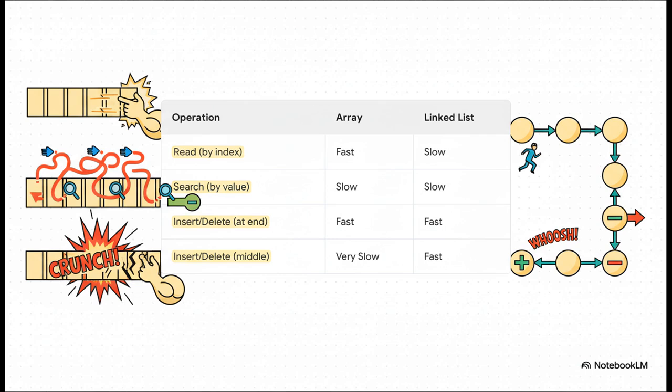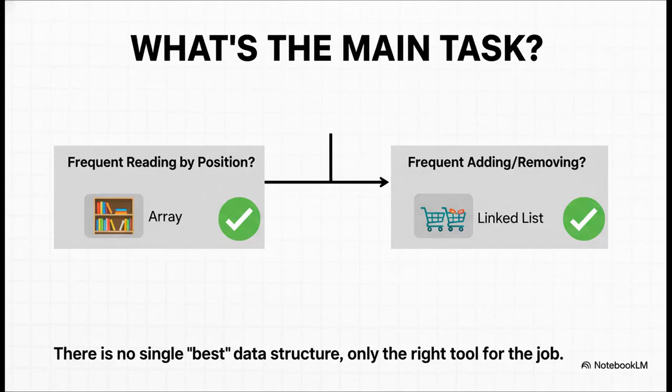Reading an item by its position, its index. Array wins, hands down, it's fast. Linked list is slow. Searching for a specific value, well, they're both kind of slow because you have to check each item one by one. Adding or deleting at the very end, both are pretty fast. But here it is, the main event, inserting or deleting something from the middle. The array is painfully, horribly slow. The linked list, that's its moment of glory. It's incredibly fast.